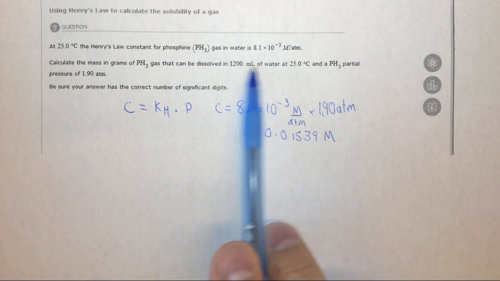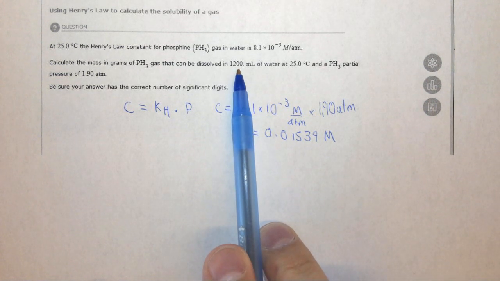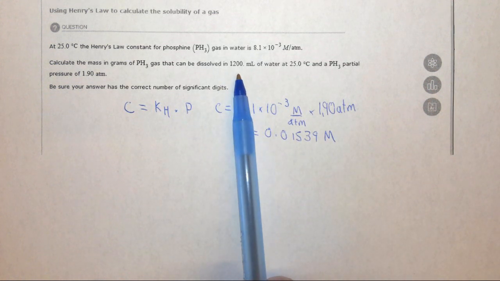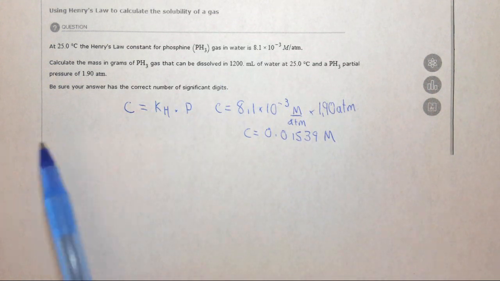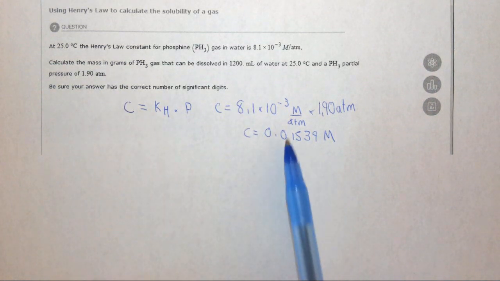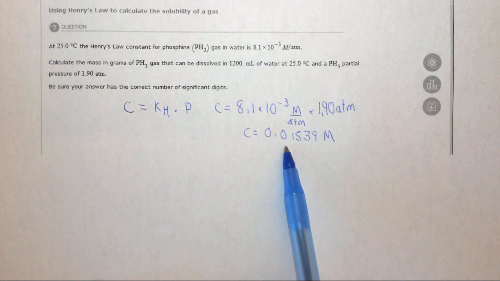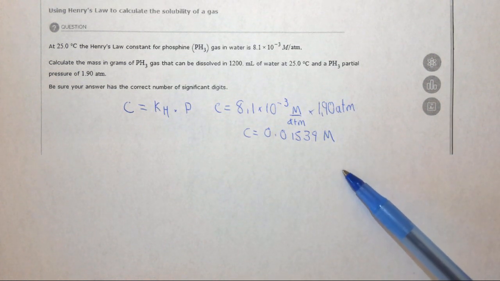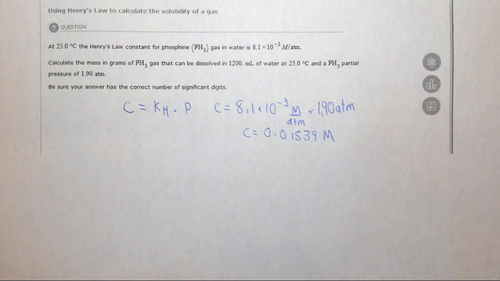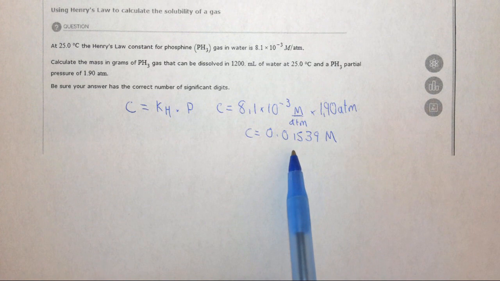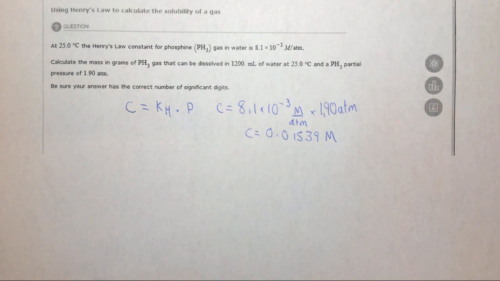Now we have a dimensional analysis problem. We're going to have 1,200 milliliters of solution, and we want to know the mass in grams in 1,200 milliliters of this 0.01539 molar solution. This is something very similar to what you did in General Chemistry 1. You'll recall that when you're using molarities to find moles, you have to have volumes in liters.